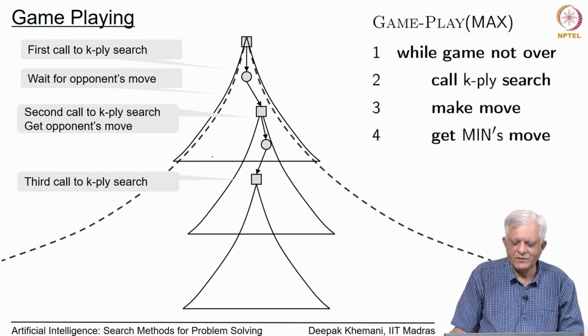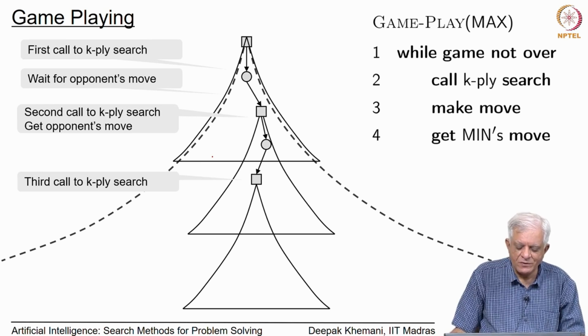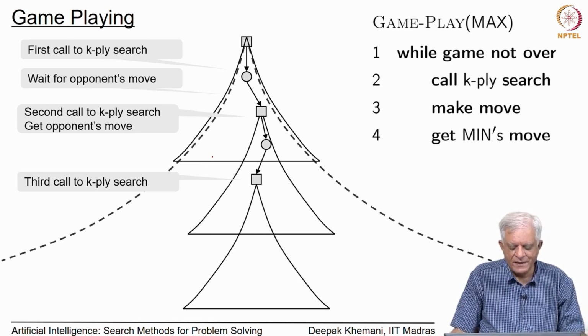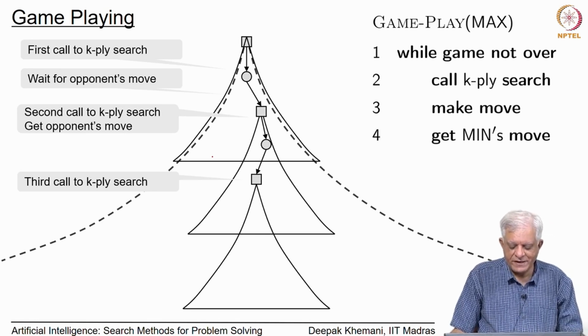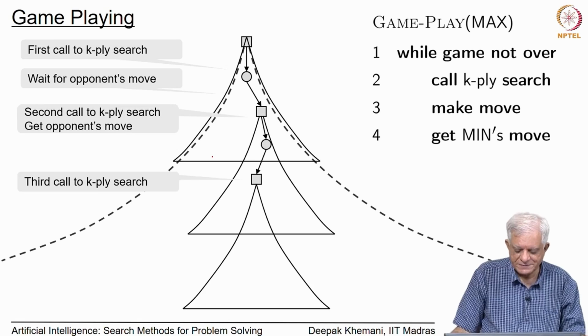In the first search you made a move, the opponent made a move, then when you do k ply again, that means you are looking 2 more moves ahead, and in that sense you keep looking further and further into the game, and hopefully far enough so that you get a good sense of where the game is going essentially.